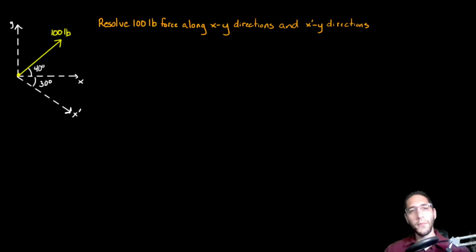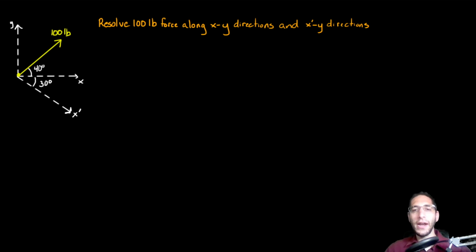All right, in this problem, what I want to do is resolve this 100-pound force along two different sets of directions. First, I want to do the traditional XY direction. You should be familiar with this coordinate system if you've ever taken an algebra class, and we know that this X direction and this Y direction are going to be 90 degrees from each other. So they're perpendicular to each other.